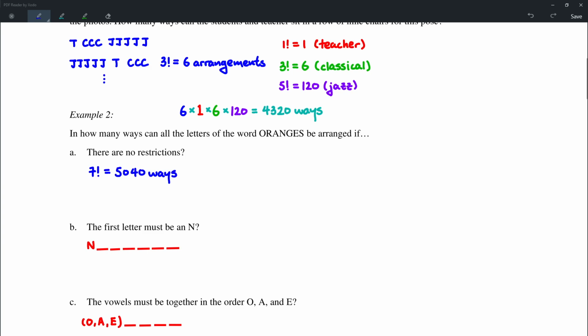If the first letter must be N, then we have 6 letters remaining. So we will just have 6 factorial, which is 720 ways to arrange the letters.